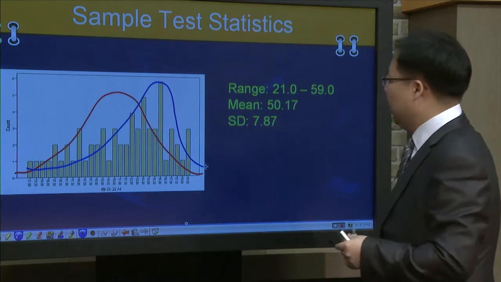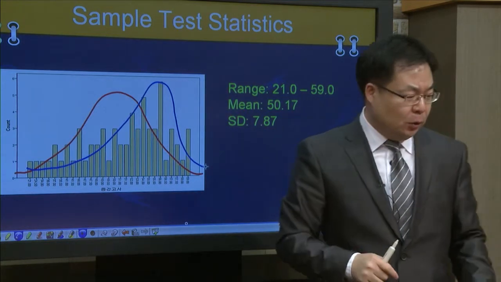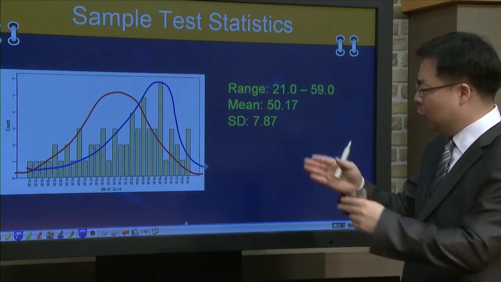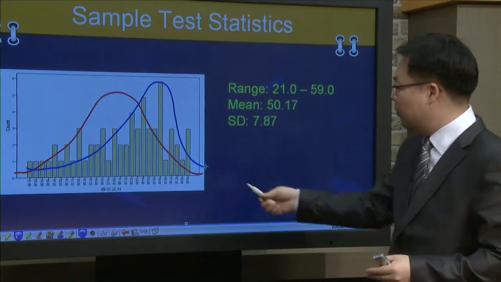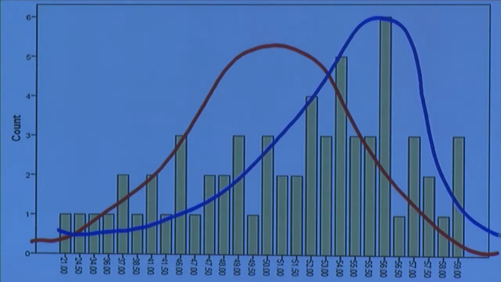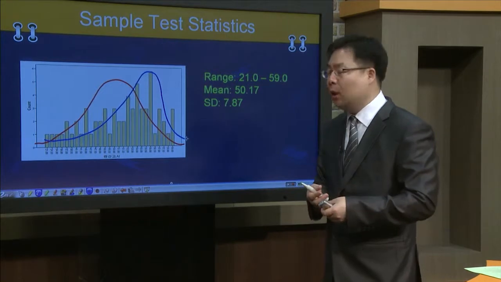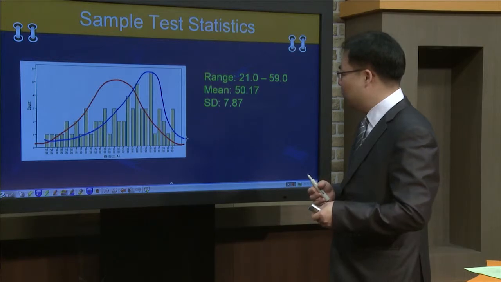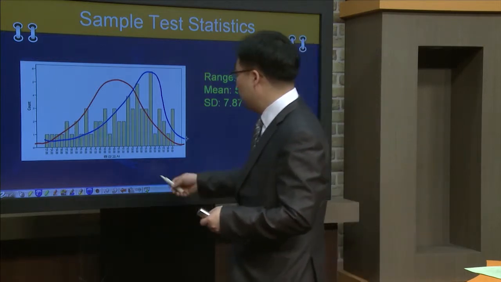of shape. And the range, as we talked about in the definition, is the distance between the highest point, which is 59, and the lowest point, which is 21. If we calculate the score, that is the range. So that is one of the variability measures. And the mean in this case, when I calculated it with a statistical program or even a regular program like Excel, was 50.17. So the mean was here, around here.